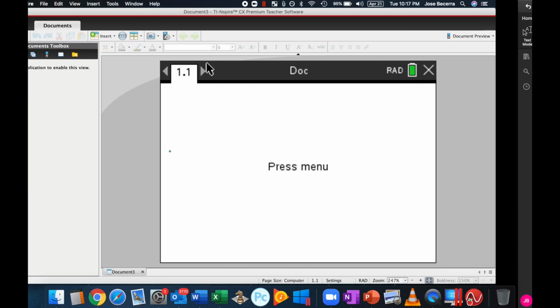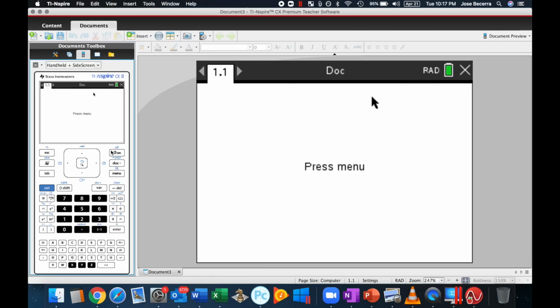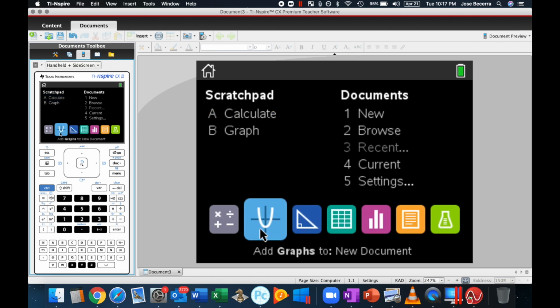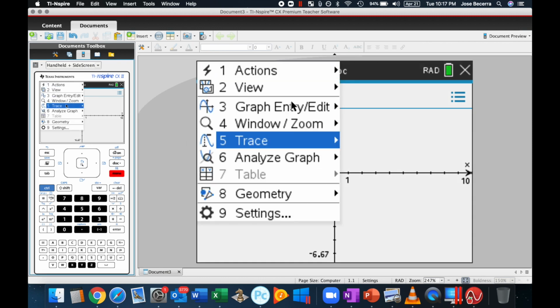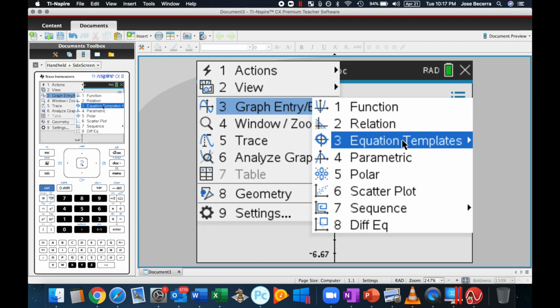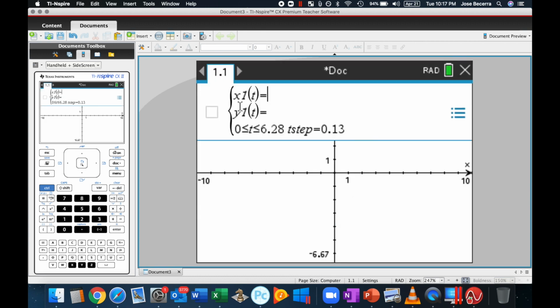Another way that we can graph this is by using TI-Nspire. Once you're here, you would go ahead and add a calculator. And if we click on Menu, Graph Entry, and Edit, there is an option for us to input a parametric equation. As you can see, it looks different than Desmos. This time it's asking you to separate your function of x and your function of y.